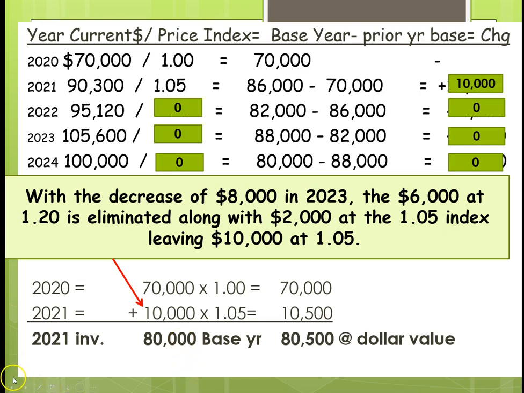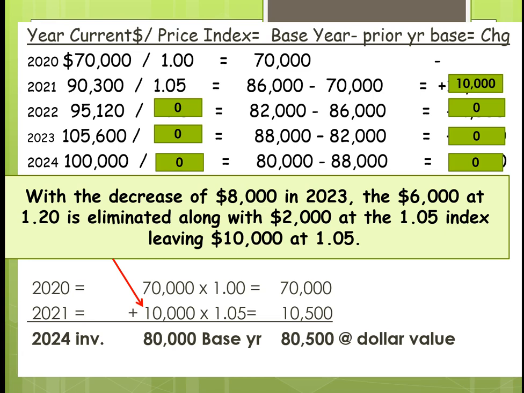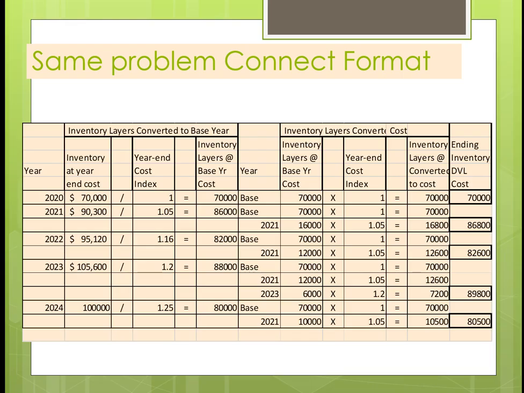Let me change that. Sorry for that delay. I should have put 2024 at the end because I went through and changed all these years. So our ending inventory would be 80,000 at dollar value LIFO would be 80,500. So the thing to remember is once you've used up all the layer for that index, you can never use that index again. Now, what does this look like in your homework? This is what it would look like as a problem. And that ends this part 4 of the presentations for Chapter 8.